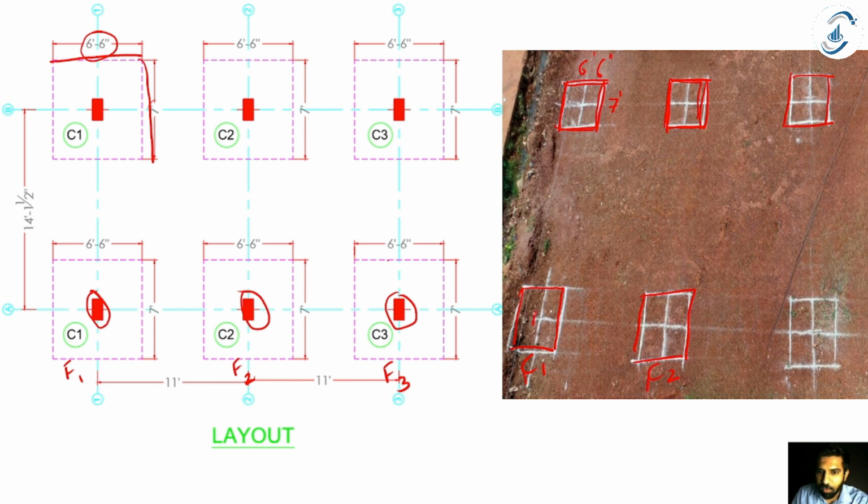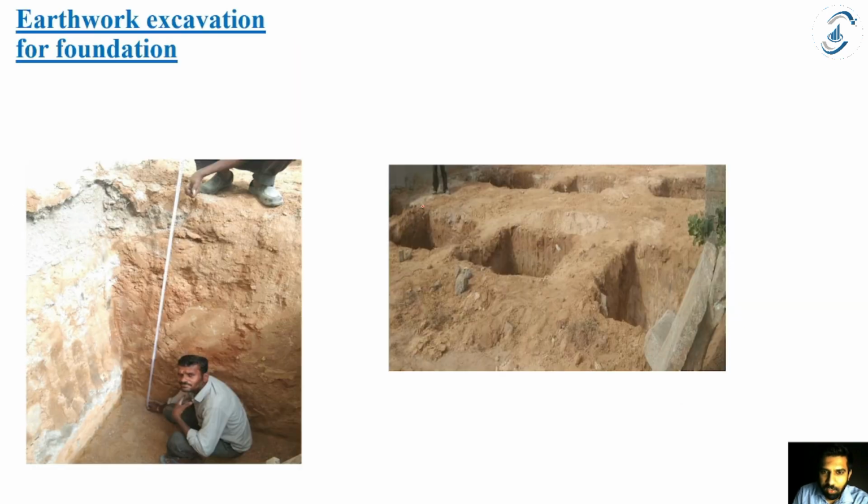The column here is going to be C1, the column here is going to be C2. The foundation associated with C1 is F1, the foundation associated with C2 is F2. So this here is F1, and the column that will be placed on this foundation is C1. My F1 foundation is going to be placed in this excavation pit.